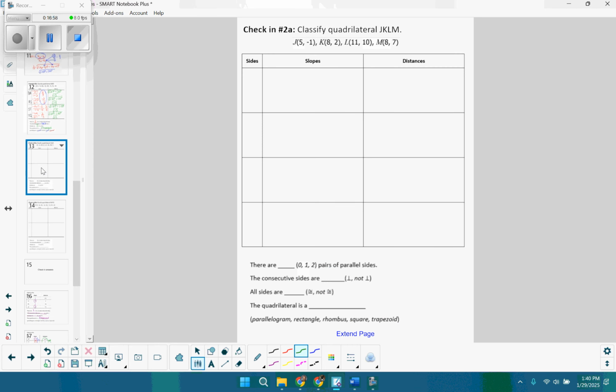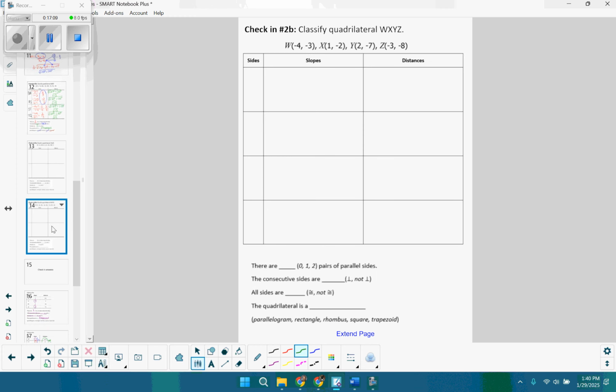So the last two are check-ins. This is the first one that's available for you. And then I'm going to show you the next one. This is B. So the answers are posted on Google Classroom. That is the end of classifying using coordinates.